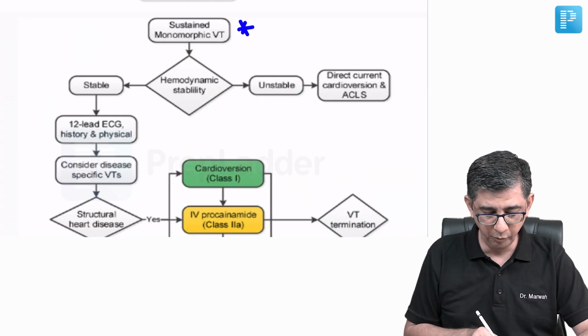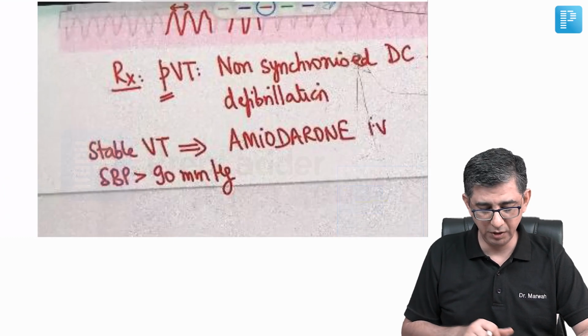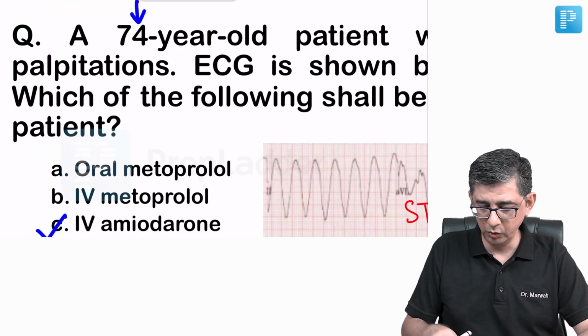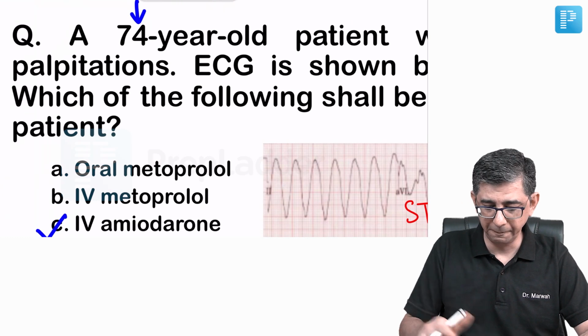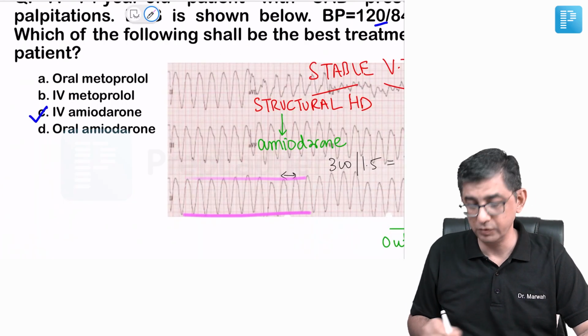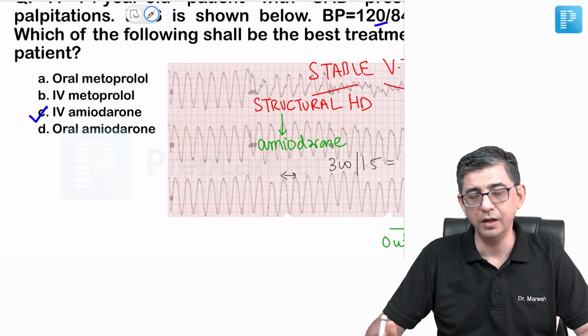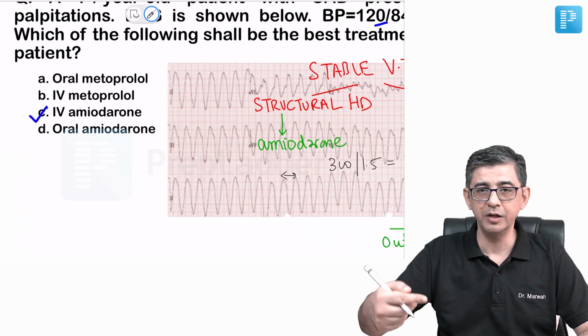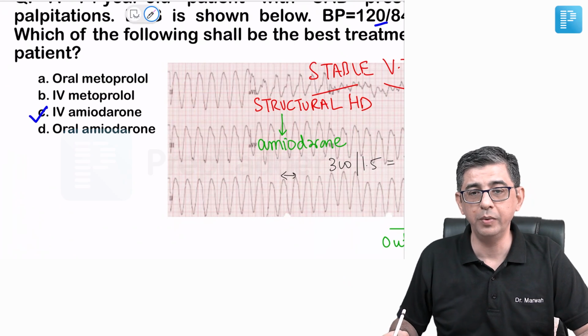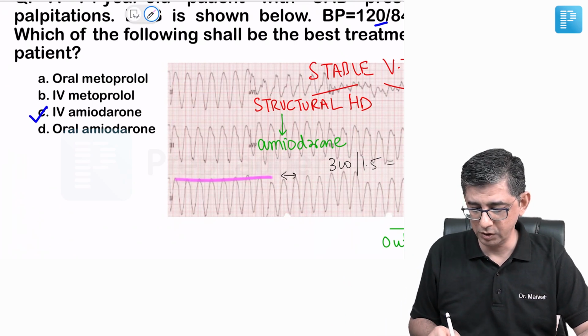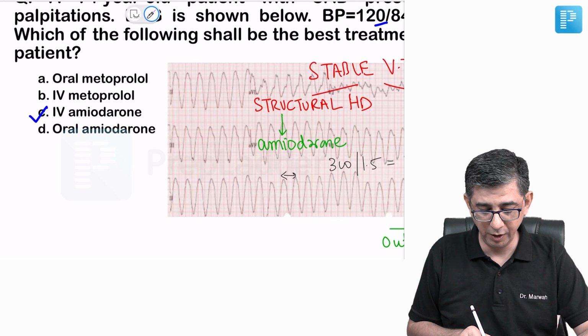Now, why am I calling it monomorphic? I'll just go back in the slide once again. The amplitude of most of the QRS complexes was more or less equal. If you look at the amplitude of these complexes, there could be some fluctuation around the baseline. That could be because the stylus may not be working properly. But otherwise, most of the QRS complexes are almost of equal amplitude.